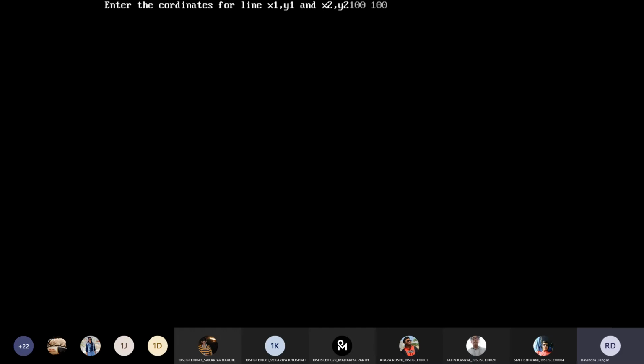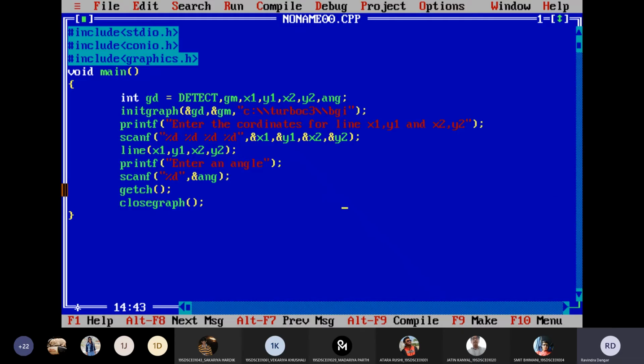If I'm giving 100 100 and 200 200, you can see it displays an inclined line, and now you need to give an angle, and as of now it doesn't do anything because we have not written the code. So now we have the angle and all the points. For both the points we just need to use the equations for rotation with respect to origin, and we need to use both the equations for both the points to find two new coordinates, and then you can pass all the new coordinates in the line and you will get the rotated line.